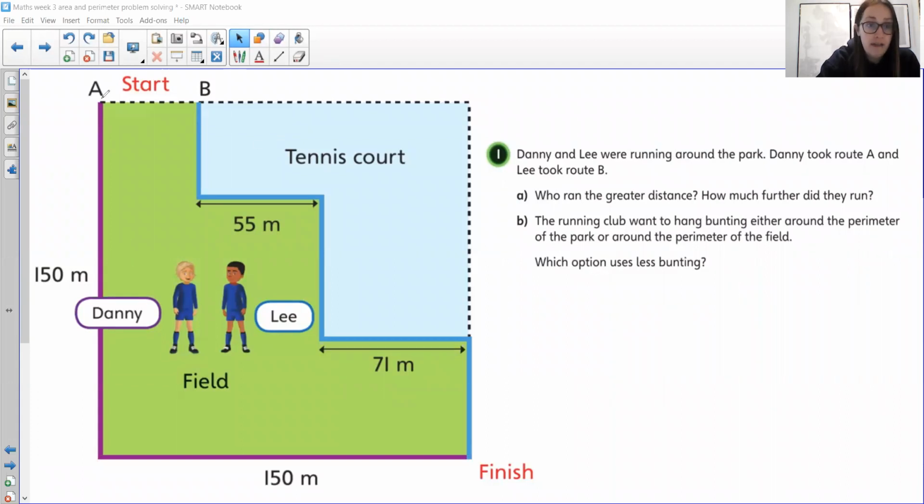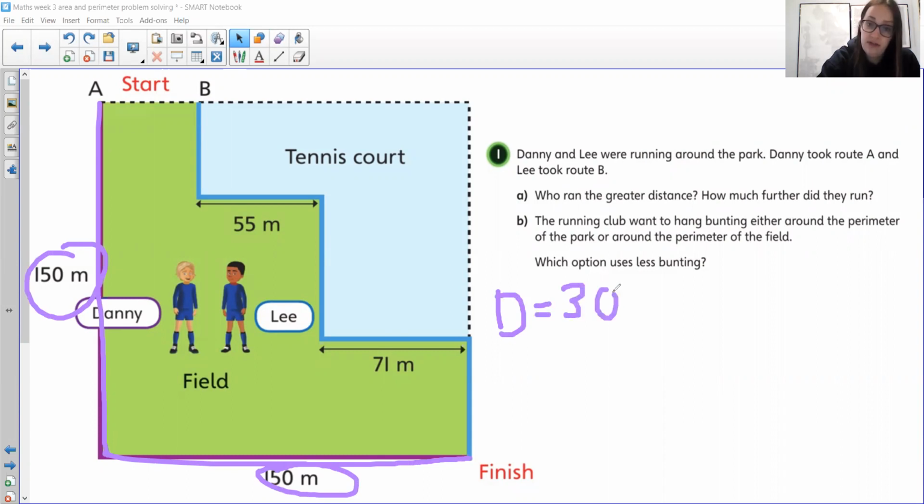Danny ran down this length, which was 150 metres, and then he ran this length, which was 150 metres. So Danny ran how far? 300 metres, because 15 add 15 is 30, so 150 add 150 is 300. Well done if you got Danny. Now we're going to do Lee.